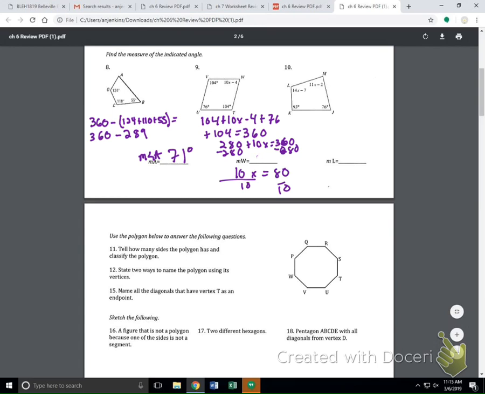I jumped ahead. So x equals 8, but that's not what this question's calling for. It's calling for the measure of angle W. So we have to substitute that in. You have 10 times 8 minus 4. 80 minus 4, which is 76.